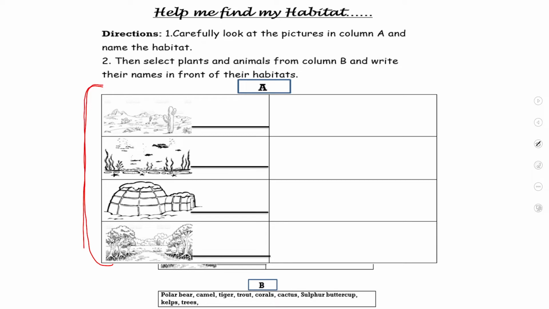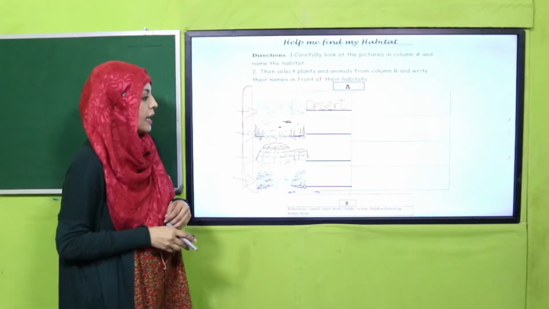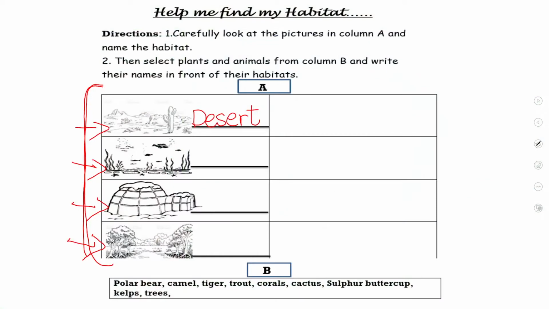So this is column A, ये पूरा column A है और इसमें आपको different pictures नज़र आ रही हैं. आपको इन habitats के name जो है वो आपको बताने हैं. This is, let me do the first one for you. This is desert habitat. इसी तरह name the rest of the habitats. Now on the column B, there are different animals and plants given. You have to categorize them in front of the correct habitat. Let me do the first one for you. Camel and cactus. They belong to desert habitat. So they will come here.